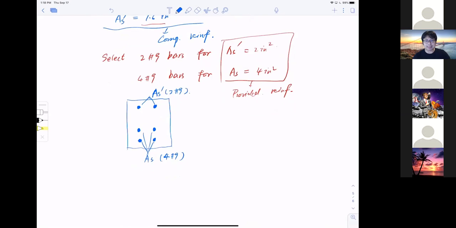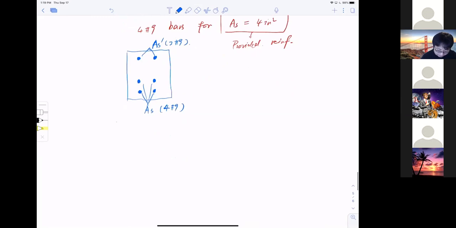But keep in mind that I've changed my section from single reinforced to double reinforced. So I need to know what the capacity of the beam is right now, and make sure that it is bigger than the applied moment. So step number 7, check phi Mn.